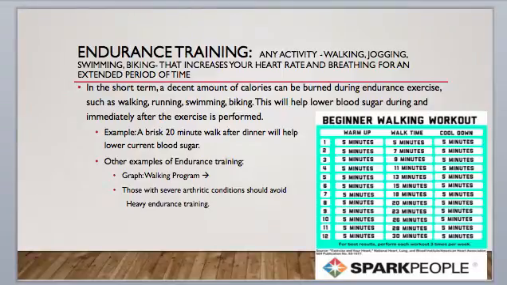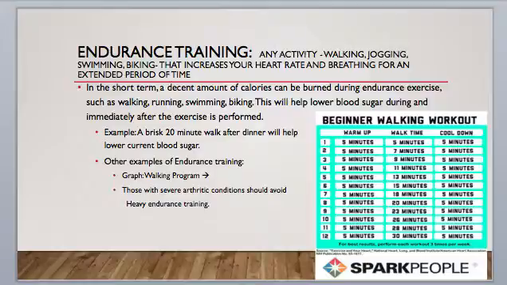We will start with endurance training. This is any activity, walking, jogging, swimming, biking, that increases your heart rate and breathing for an extended period of time. In the short term, a decent amount of calories can be burned during endurance training. This will help lower blood sugars during and immediately after the exercise is performed. For example, a brisk 20-minute walk after dinner will help lower your current blood sugar.